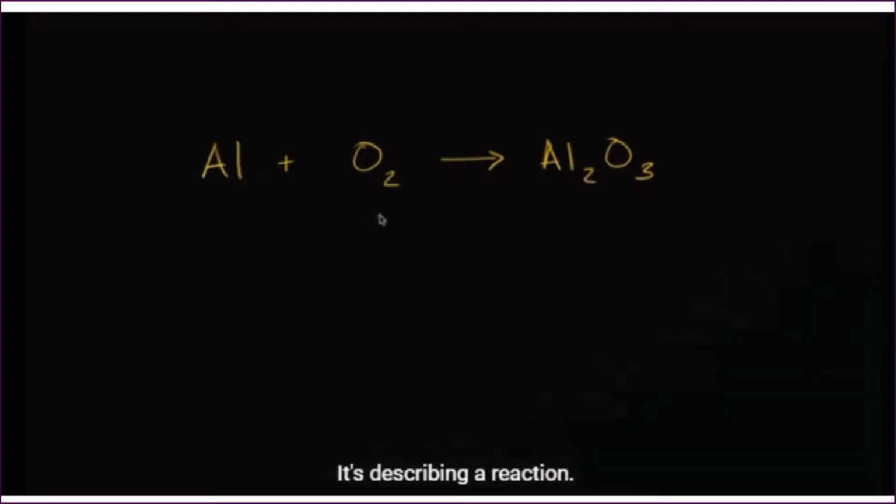It's describing a reaction. So if I take an atom of aluminum and I add it to a dioxygen molecule, so a molecule that has two oxygens with it, under the appropriate conditions, they will react to form aluminum oxide. And the aluminum oxide molecule has 2 aluminum atoms and 3 oxygen atoms. And so you might say, okay, well, what's the balancing business all about? I have a chemical reaction. What do I have to balance?